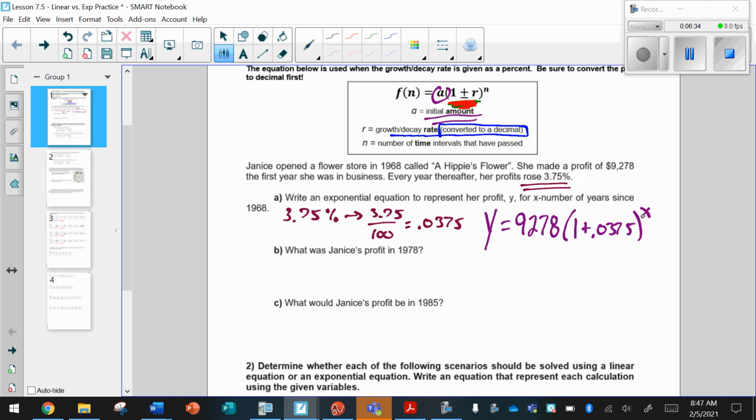Now you may also see this formula written where the addition has already taken place. So instead of 1 plus 0.0375, that would give us the decimal 1.0375 when you just add them together.